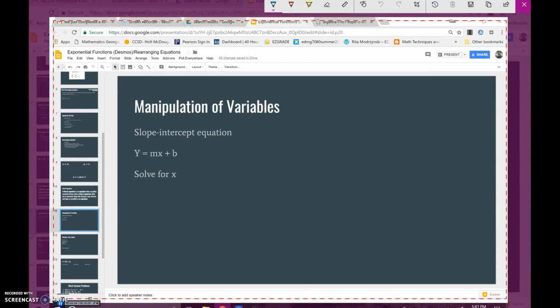There we go. Okay. So we're going to solve this equation for x. Let's start with doing that. I'm going to rewrite it over here just so it's a little larger. The first thing I notice is that x is being multiplied by m, and we've got this additional plus b on the side, so we need to get rid of that first. So we're going to subtract b on both sides.